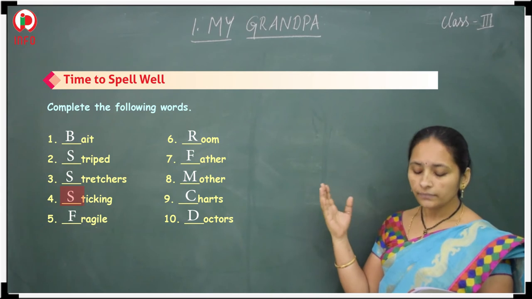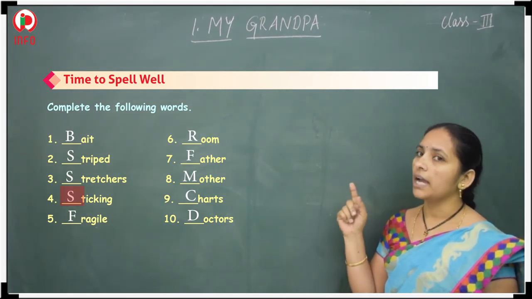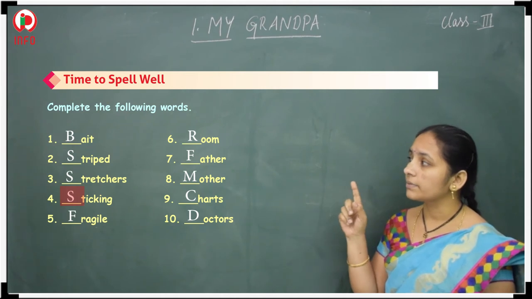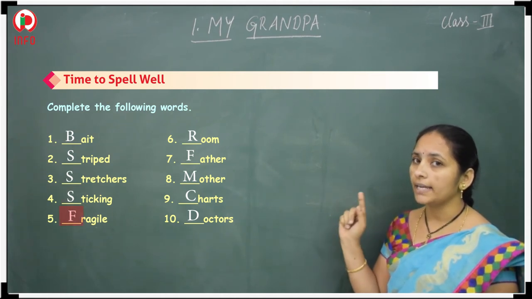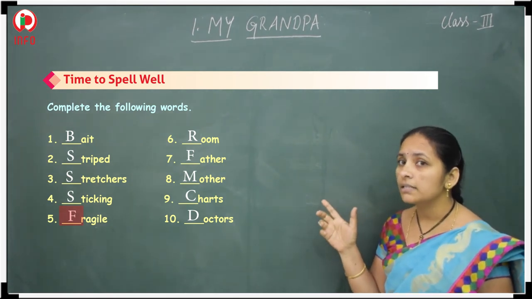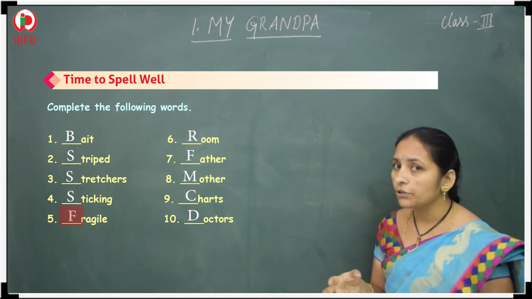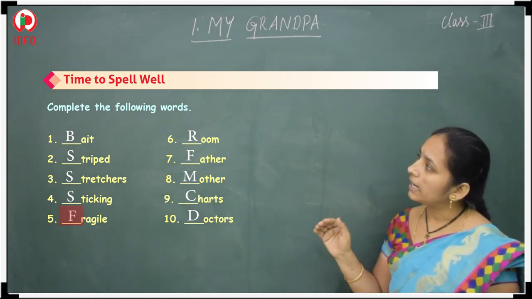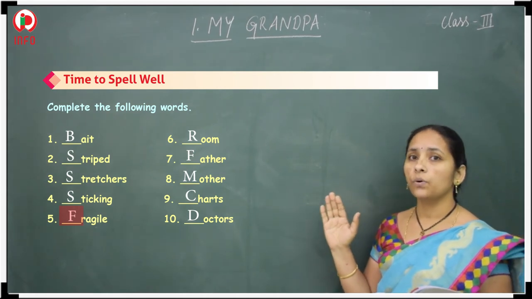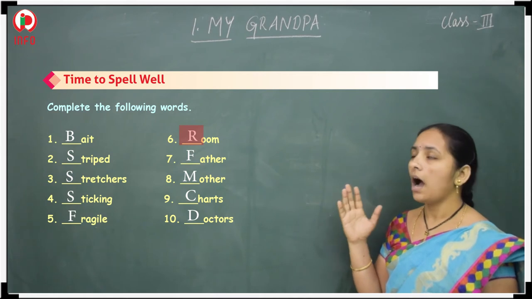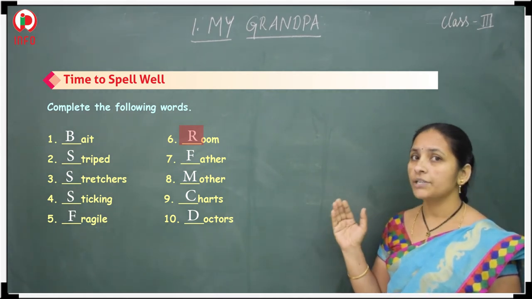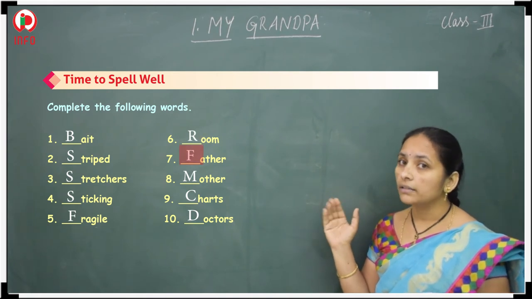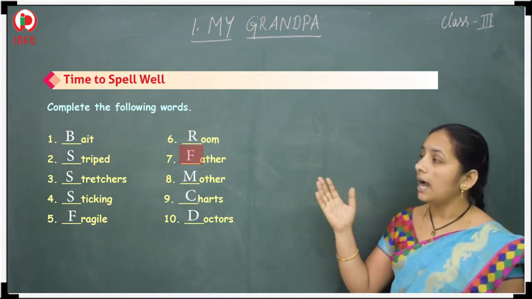S-T-I-C-K-I-N-G, sticking. And see the next word, dash R-A-G-I-L-E. From the lesson only all these words are, so remember this. This word is fragile, F-R-A-G-I-L-E. Fragile means easily broken, like any injured part that is easily broken. And see the sixth one, dash O-O-M. Yes, room, R-O-O-M. Next, the seventh one, dash A-T-H-E-R. What can we write here? Father, F-A-T-H-E-R.